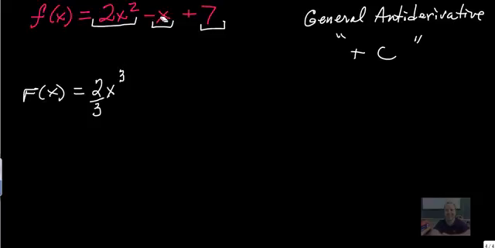So the next one here, negative x. Okay, so this is a 1 right now, so we're going to add 1 to that to make it a 2. And then we're going to do this as 1 over 2 x squared.